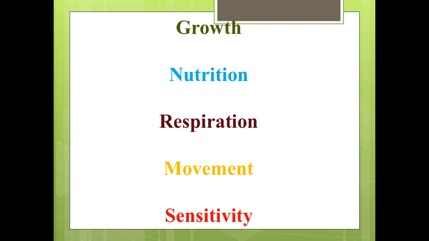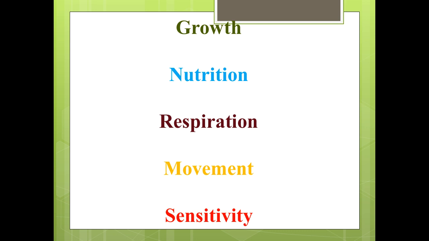Next we saw about sensitivity. Living things use their sense organs and respond to their surroundings. The sense organs are eyes, ears, nose, tongue, and skin. So we see with the help of eyes, we smell with the help of nose, we taste with the help of tongue, we hear with the help of ears, and we feel with the help of skin. The same way, animals also have the sense of sight, touch, smell, taste, and hearing. Any change in the immediate surrounding of a living thing is known as a stimulus, and the living thing identifies it and responds to it quickly.